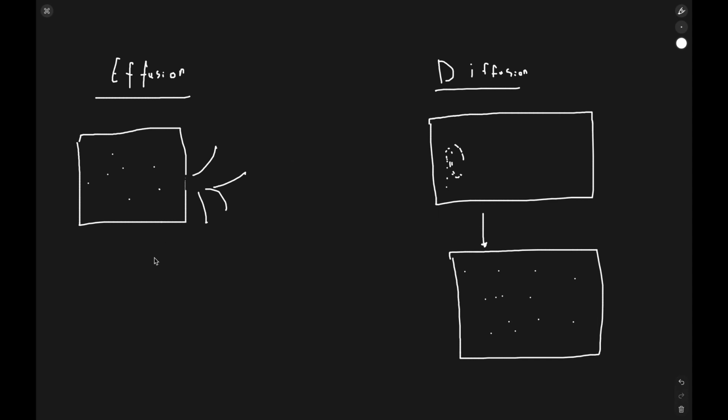Now, for calculation wise, it's an inverse square root. So that means that the rate equals 1 over the square root of the molar mass of the gas. So what does that mean? That means that the lighter you are, the less mass you have, the quicker you can diffuse or effuse.